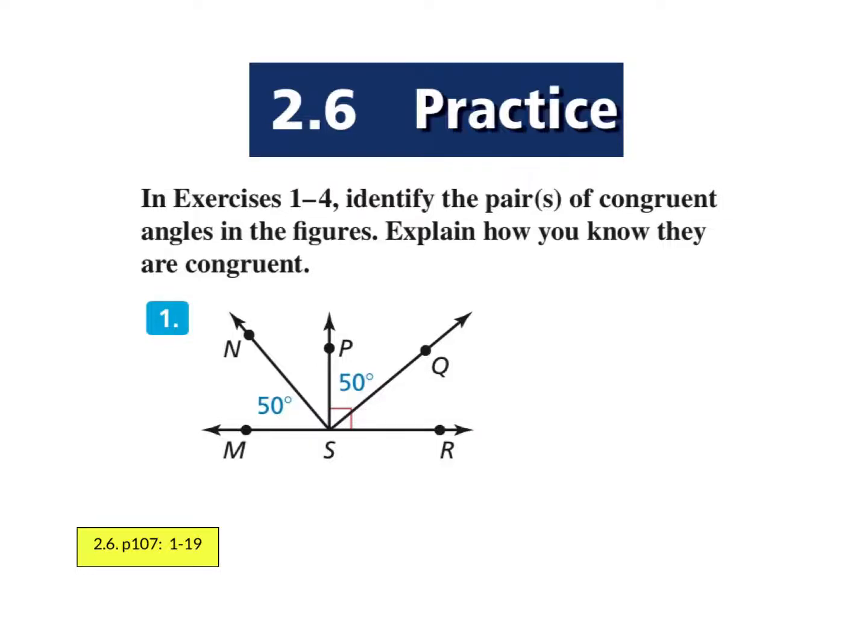Okay, we are at 2.6. Identify the pairs of congruent angles in the figures, and explain how you know that they are congruent. Okay, so obviously the two 50-degree angles are congruent.